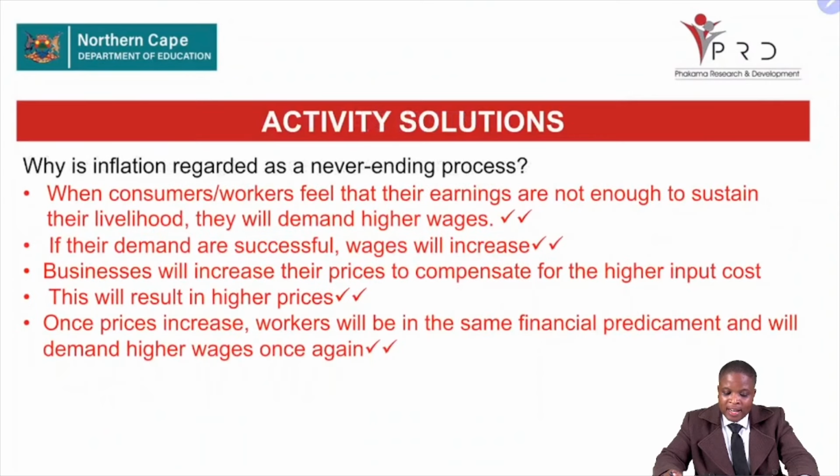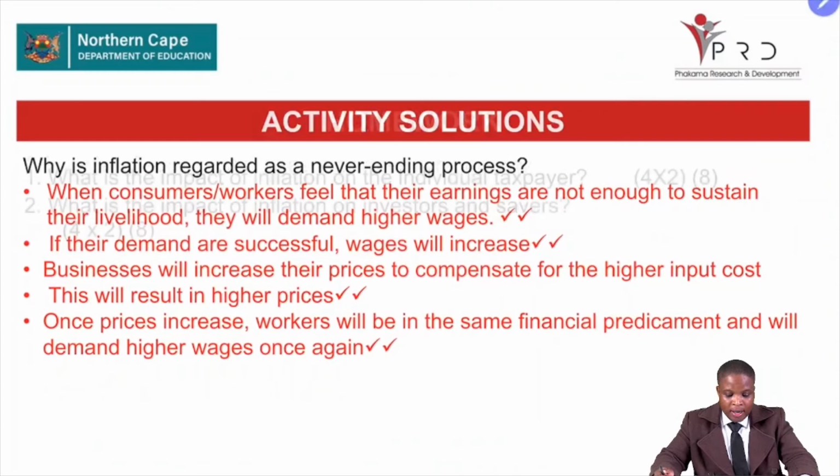So inflation is regarded as a never-ending process because we say it feeds on inflation. Inflation can cause inflation. When consumers or workers feel that their earnings are not enough to sustain their livelihood, they demand high wages. If their demands are successful, wages increase. Businesses will increase their prices to compensate for the higher input costs. This will result in high prices. So the more they bargain for higher wages, the more the prices will increase. Once prices increase, workers will be in the same financial predicament and will demand higher wages once again. So they will keep on demanding, and prices will also keep on increasing.